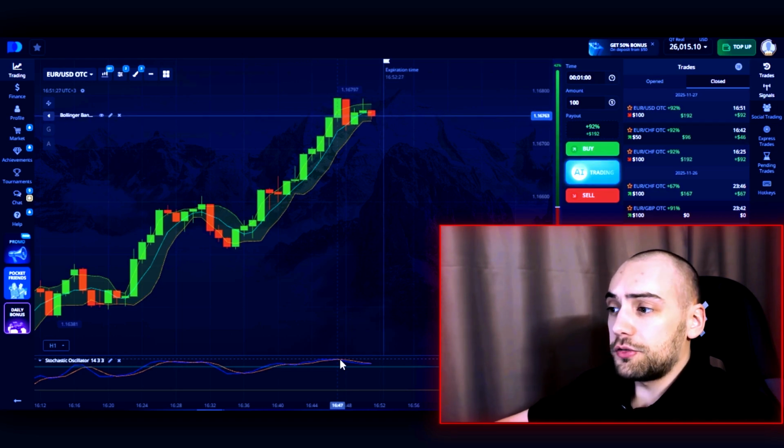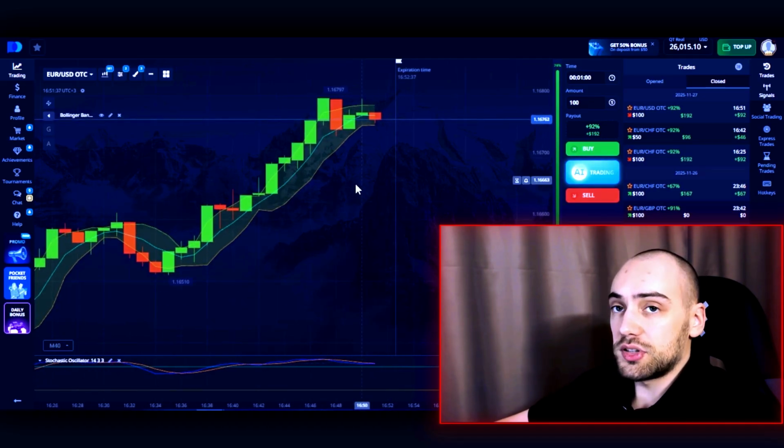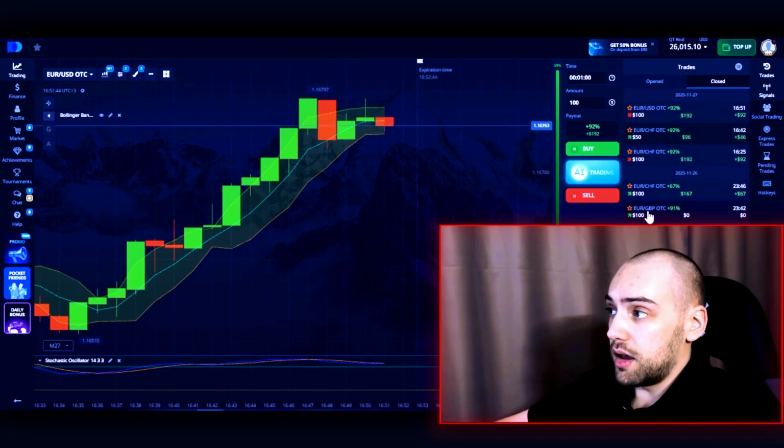Here, we saw that for a long time, the price was above 80. So we can just open a sell position, and correspondingly, as you can see for yourself, the price touched the line. That is, it touched the lower line of the band.